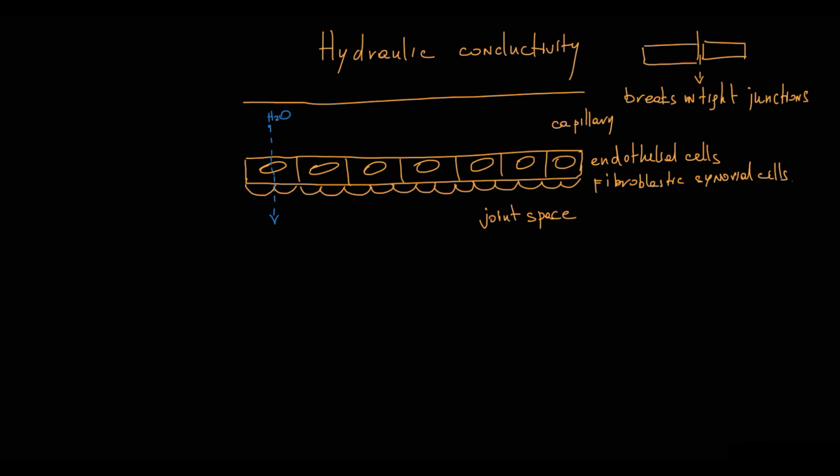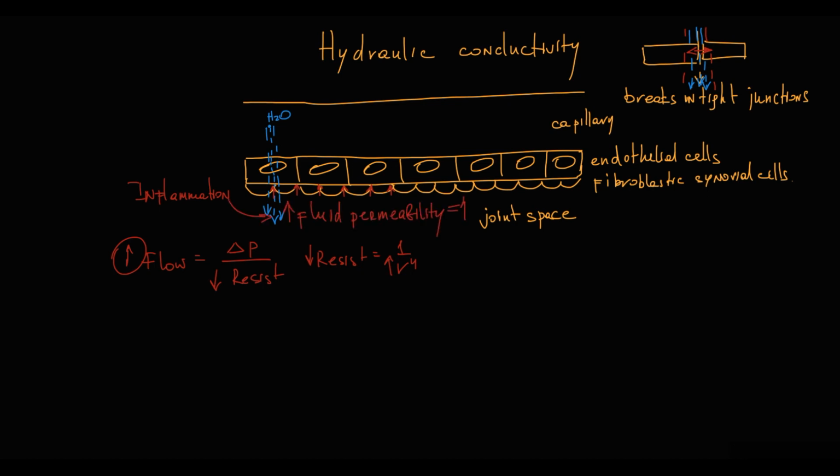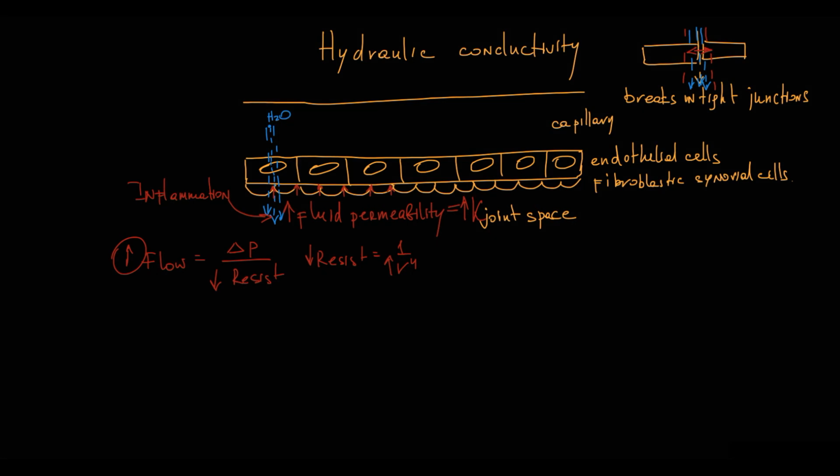And for example, with inflammation, damage to the membrane results in an increase in the quantity of breaks in tight junctions, as well as in the size of these breaks. Breaks become larger and fluid flow through them increases. Because recall that flow is equal to pressure difference divided by resistance, and resistance is inversely proportional to the fourth power of the radius. So the larger the breaks, the bigger the radius, and the lower the resistance. And the lower the resistance, the higher the flow. So with inflammation, the membrane becomes more permeable to fluid, which is described by increasing hydraulic conductivity. That's how hydraulic conductivity affects fluid filtration rate.